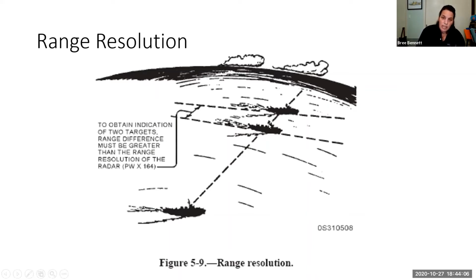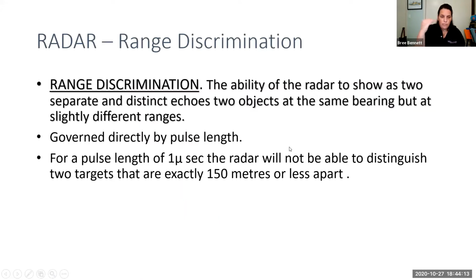Once it hits something, it's going to give us an echo, and it's going to be very hard to see anything behind it. So we're going to look at that. This is saying that for a pulse length of, I'm going to say microsecond, but that's probably not right, 1 something of a second, the radar will not be able to distinguish between two targets that are 150 meters or less apart.